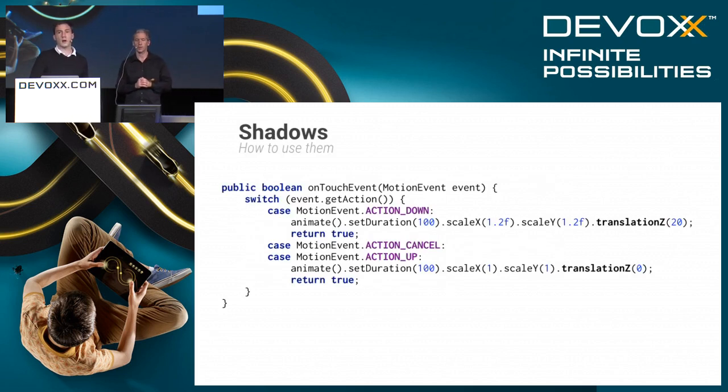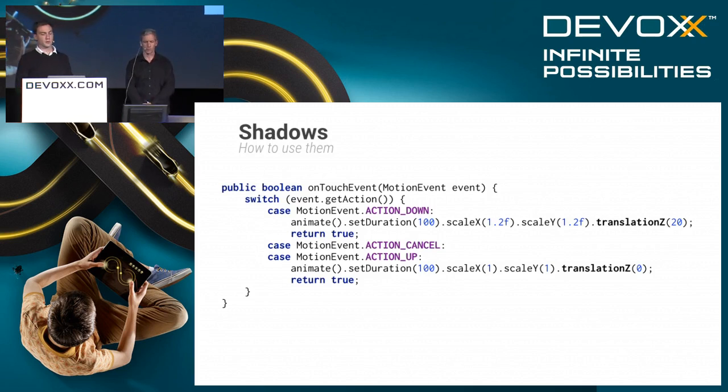So this is an example of how you use those shadows and the elevation in practice. This is the code from a custom view. And you can see that we simply animate the scale and the translation, the elevation, based on the actions of the user. So I believe that code was taken from your demo. As soon as you price an item, it grows bigger, you get a nice bigger shadow, and we can move on to the next activity.